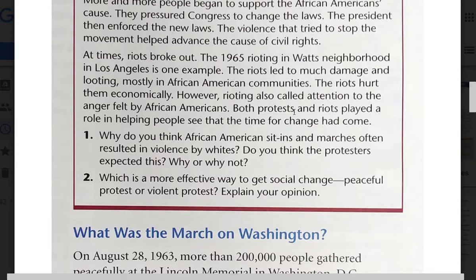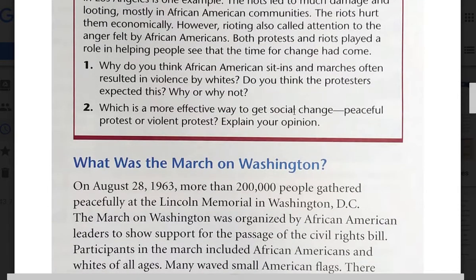Why did it result in violence? Because the violence was maybe the only way that the whites felt like they could still maintain control. They wanted to use basically terror or fear to get them out. Which is a more effective way to get social change, peaceful protest or violent protest?